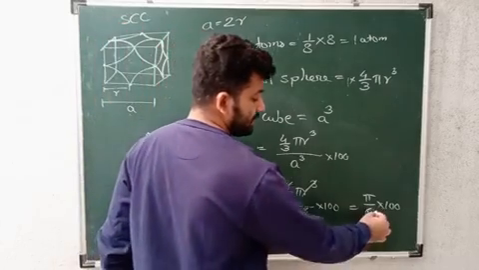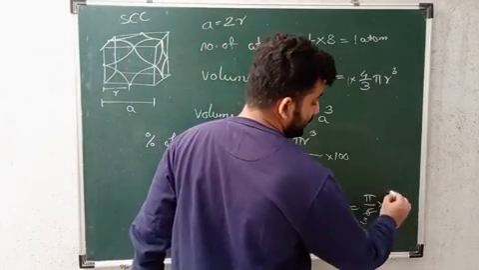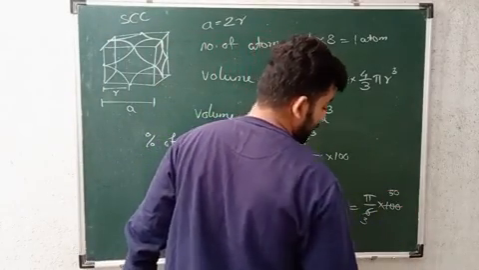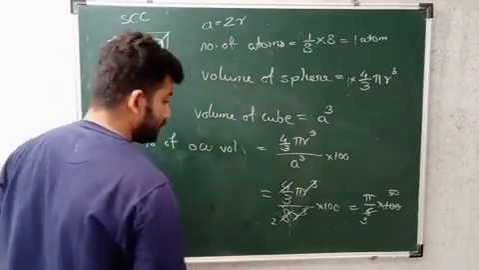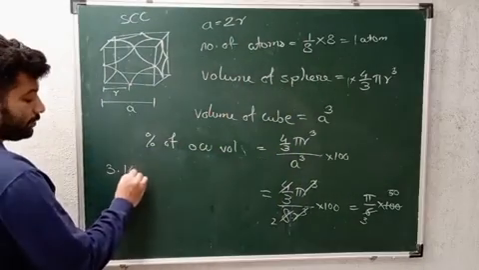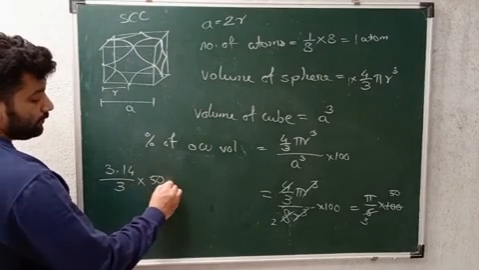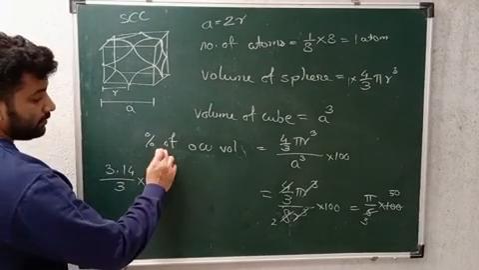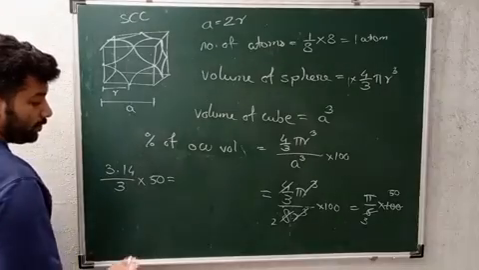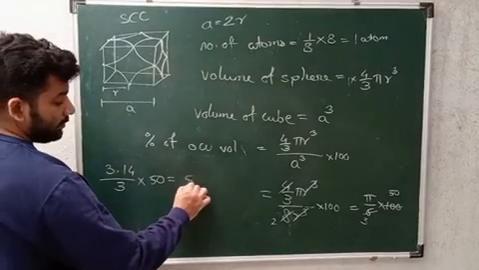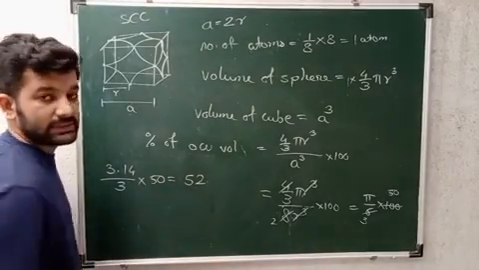So we can simplify this. Here I will have 3, here I will have 50, as I am dividing it by 2. So 3.14 divided by 3 into 50 will give me the percentage of occupied volume. So that will be equal to approximately 52%, something like that.